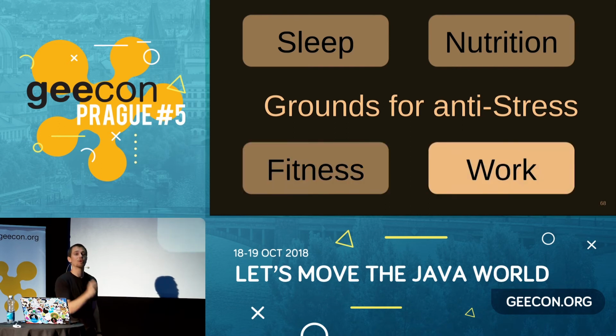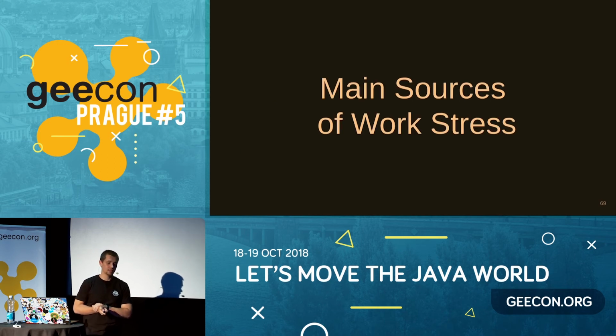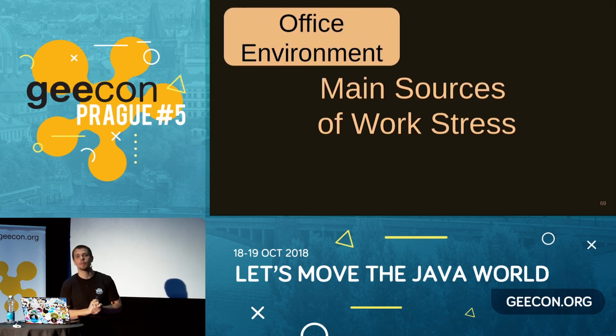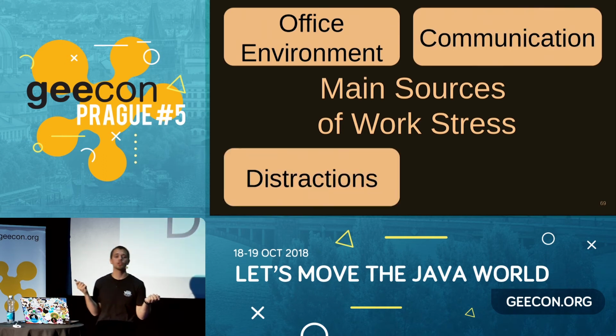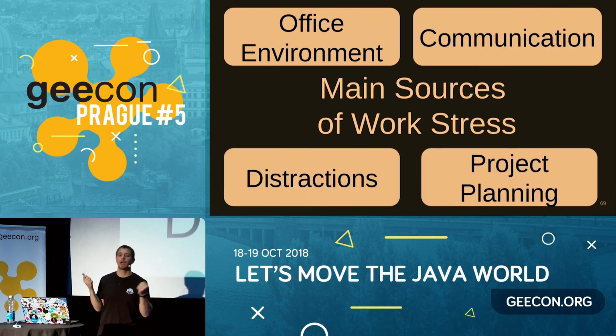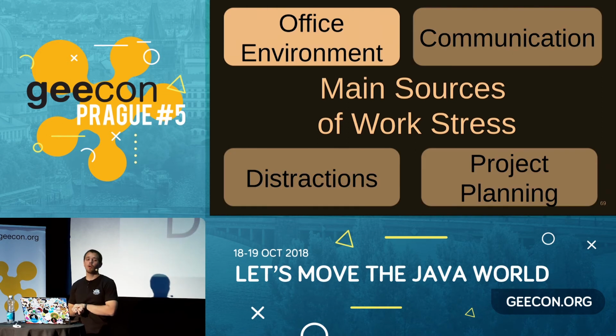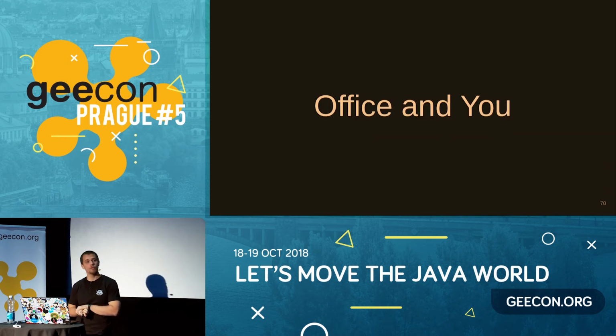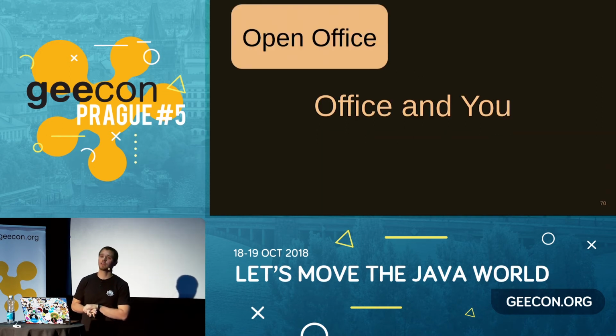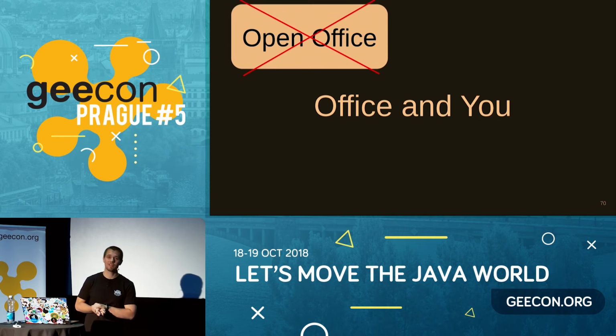So, work is basically something we deal with on a day-to-day basis. And some of the sources of stress I'll talk about are the office environment, communication, distractions, and project planning. The office environment, let's begin with that one. Office and you. Open office, I'm terrified of that.